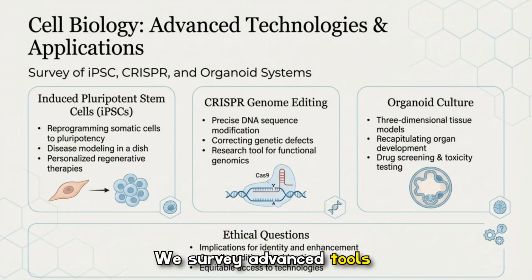We survey advanced tools transforming cell biology: induced pluripotent stem cells for reprogramming and disease models, CRISPR for precise genome editing and functional genomics, and organoid cultures that recapitulate tissue architecture for drug testing. The slide also raises ethical questions about identity, germline editing, and equitable access to these technologies.